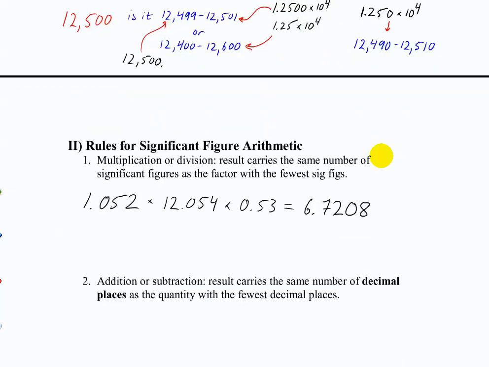So how should we report this number? This number has four significant figures. This number has five. And this number has just two. So we need to report this number as 6.7. That's the limit of our certainty. That means that whatever we did this math on, whatever we were trying to figure out, that quantity is somewhere between 6.6 and 6.8. And that's the best we can say.